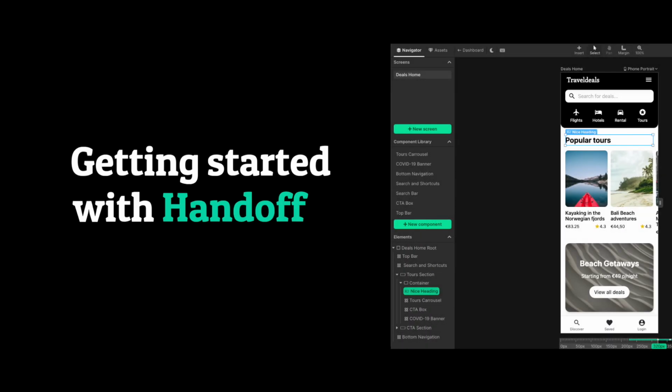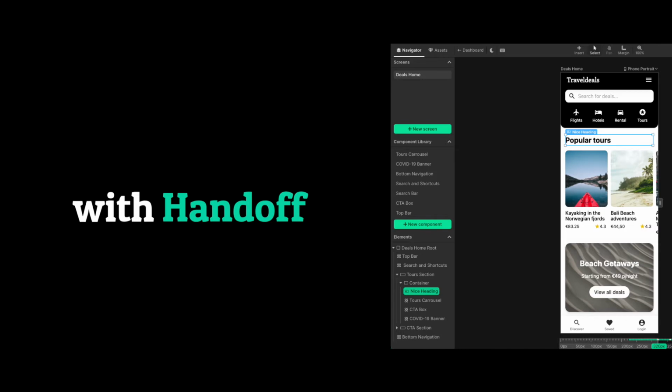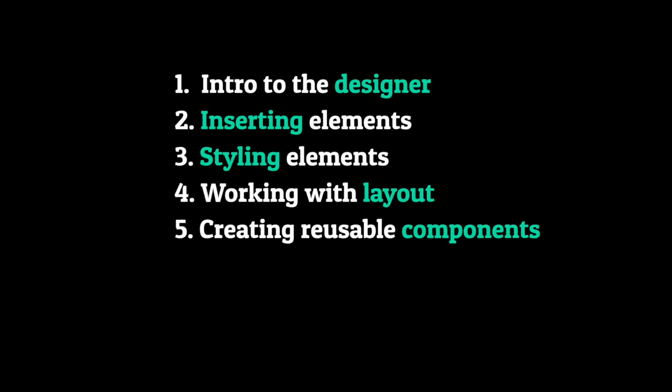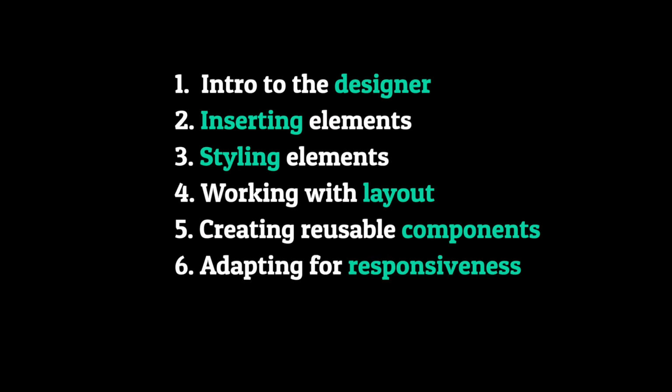In this video, we'll explain 7 things you need to know to get up and running. We'll start off by helping you find your way around the designer. Then, we'll show you how to create your first component and how to insert some elements. We'll also show you how to style elements and how to arrange them in a layout. We'll teach you how to create components from your designs and how to reuse them in your project. We'll adapt designs for different device sizes. And finally, we'll show you how to export your designs.